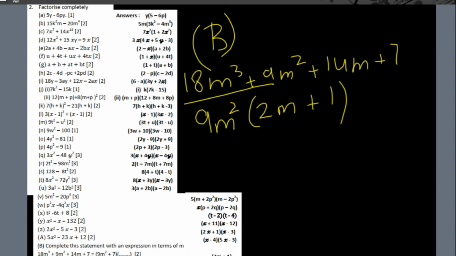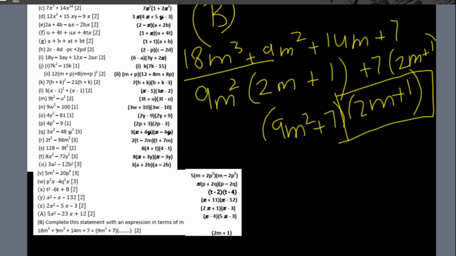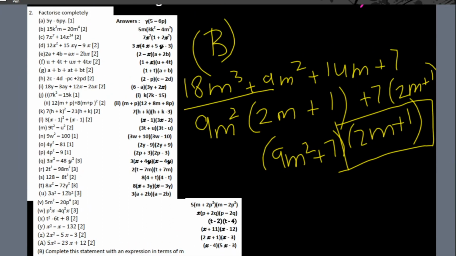And then in the next bracket we have 7 common, so we're left with 2m plus 1. So we get 9m square plus 7 times 2m plus 1. So this is the answer. The second bracket is 2m plus 1. Okay. And we're done with question number 2.